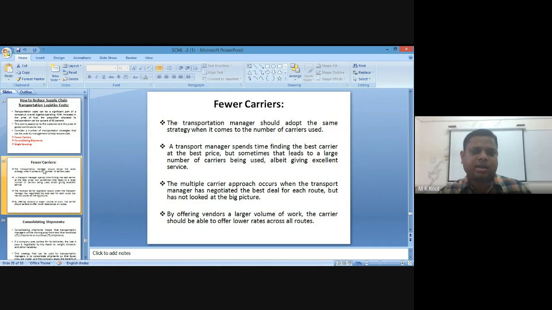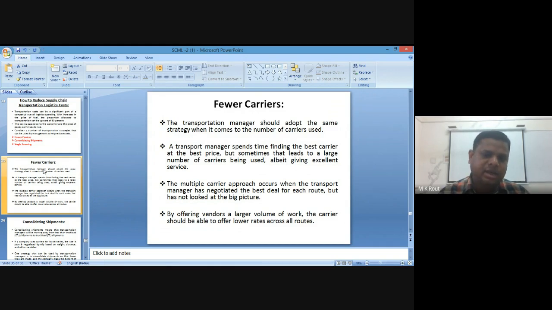The next part is that the multiple carrier approach occurs when the transport manager has negotiated the best deal for each route, but now look at the big picture. And the last point: by offering a vendor a large volume of work, the carrier should be able to offer a lower rate across all routes. So whenever, as I told in the previous slide, you are shifting your household items from one place to another, in that case you have more options. Yes, but in some cases, you choose multiple or fewer carriers, meaning less carriers.